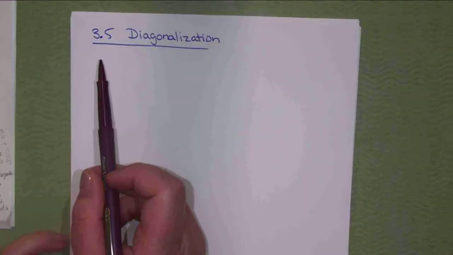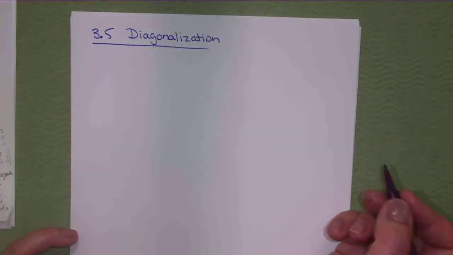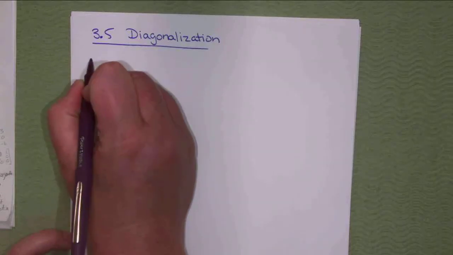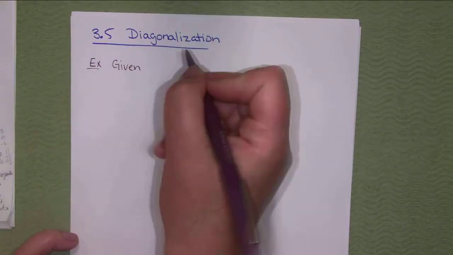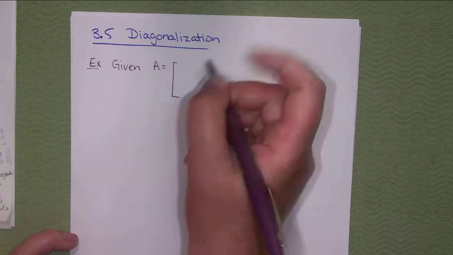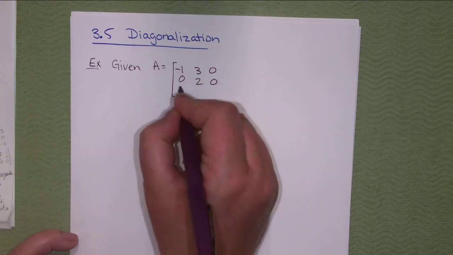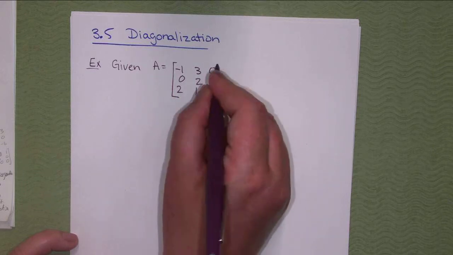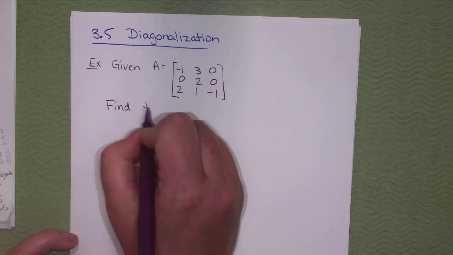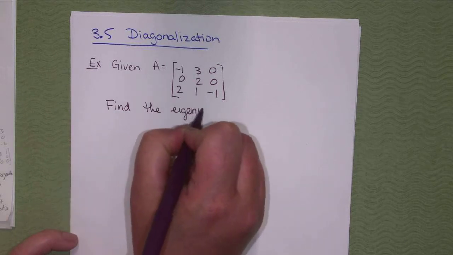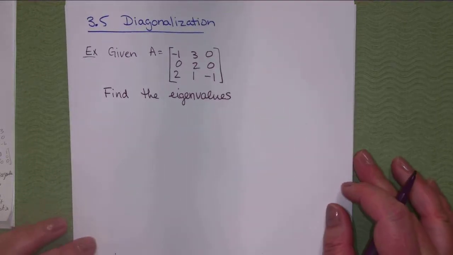Okay, so what we're going to do is one more: find the eigenvalues of a 3 by 3. Question 1: given A equals... okay, so find the eigenvalues. So we'll do one more right from the start.